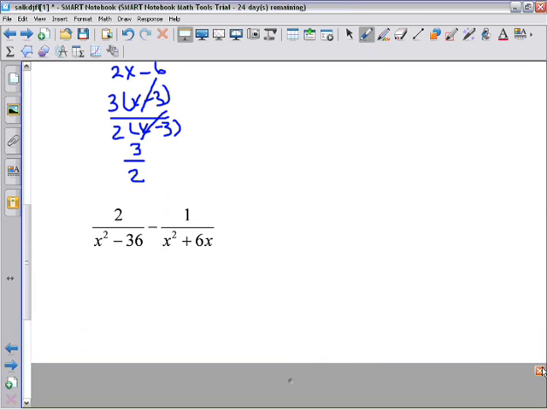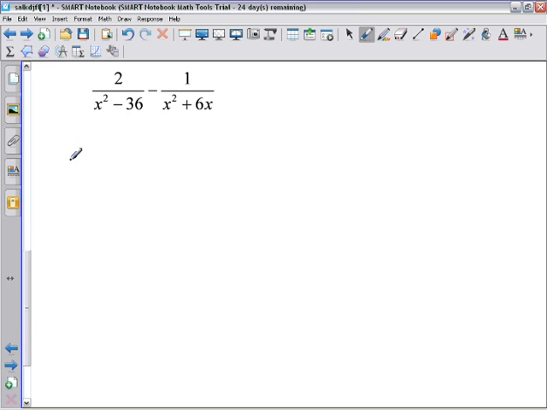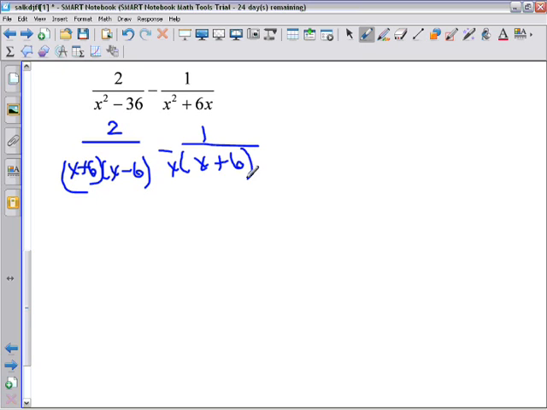2 over x squared minus 36, minus 1 over x squared plus 6x. Sometimes to find the common denominator, you have to factor both denominators in the fractions. The first fraction's denominator factors to be 2 over x plus 6 times x minus 6, minus 1 over x times the quantity of x plus 6. Now to have the common denominator, you have to multiply the first fraction by x over x to get 2x over x times x plus 6 times x minus 6.